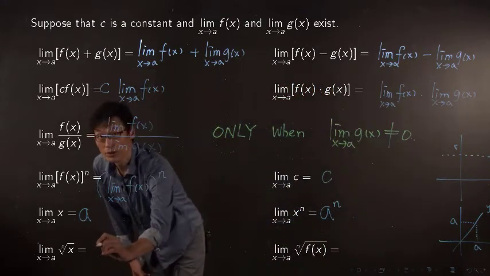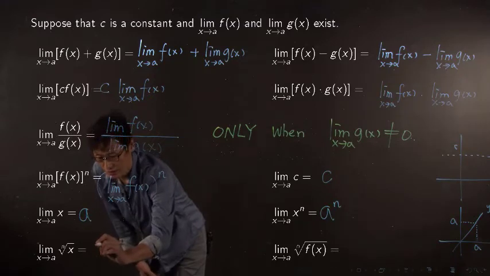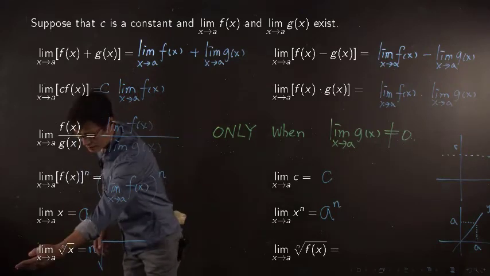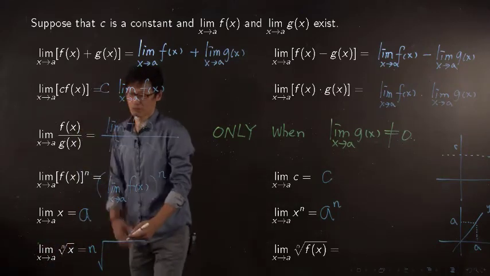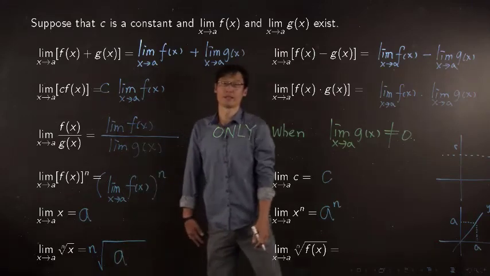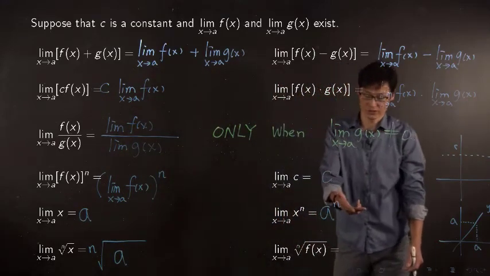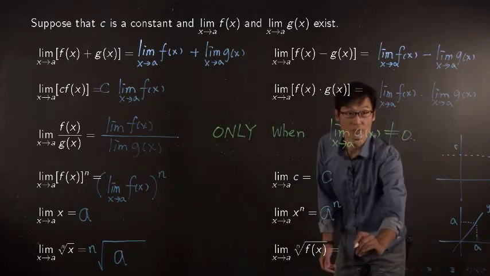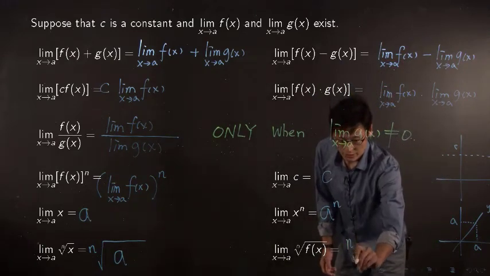The limit of the nth root is the nth root of the limit. So you take the nth root of the limit of x as x approaches a. So this is the nth root of a. And similarly, whenever you have a function and then you take the nth root, the limit is just the nth root of the limit.